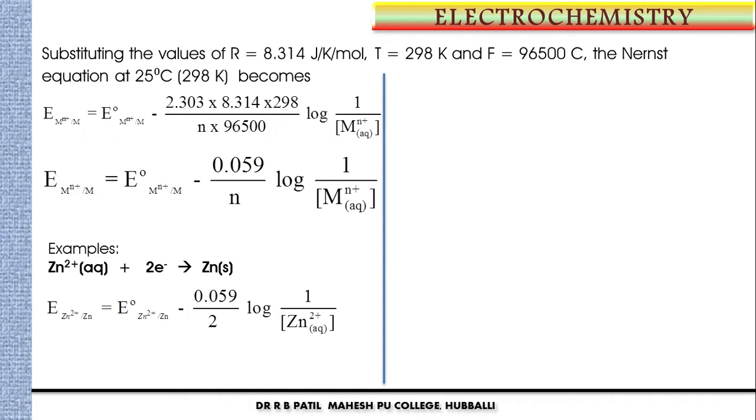Suppose the question is to calculate electrode potential of 0.1 molar Zn2+ ion, then what do I do? I substitute here 0.1 molar. Is that clear? And if I know the standard electrode potential, then I can directly calculate the electrode potential value. Let us see the next example. Ferric ion gets reduced to ferrous ion. So we are asked to calculate the electrode potential of ferric ion.